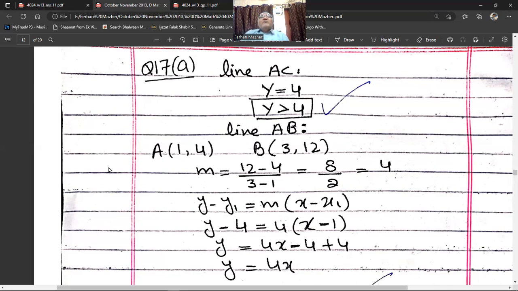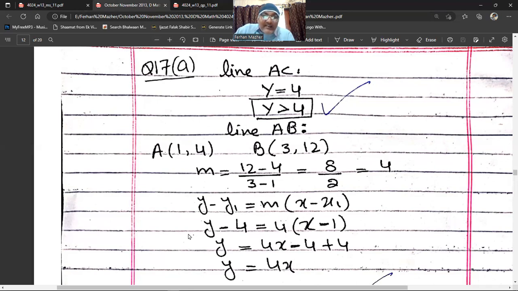The formula is y minus y1 equals m bracket x minus x1. So y minus 4 equals 4 bracket x minus 1. So that will be y equals 4x minus 4 plus 4. So y equals 4x.